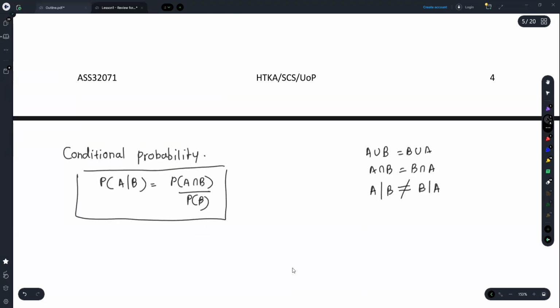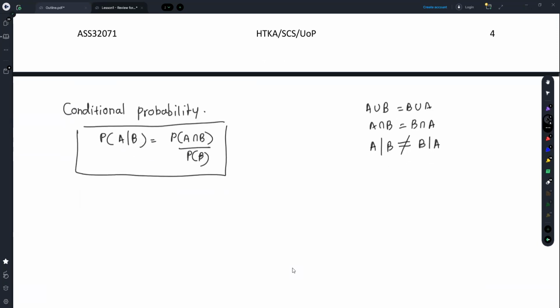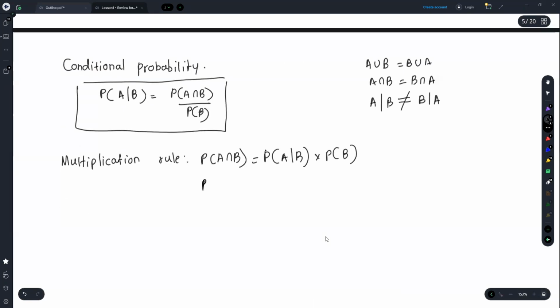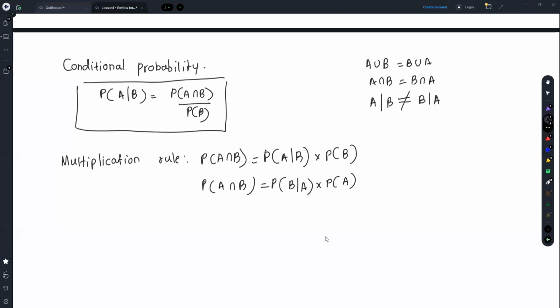Now, like the addition rule we had for the union, we get the multiplication rule from the conditional probability. What is it? Multiplication rule. A intersection B is, we can cross multiply, A given B times PB. Right? So this is the multiplication rule, or you can write it the other way around. If you use conditional probability B given A, multiply by PA. So the multiplication rule comes from the definition of conditional probability, right?